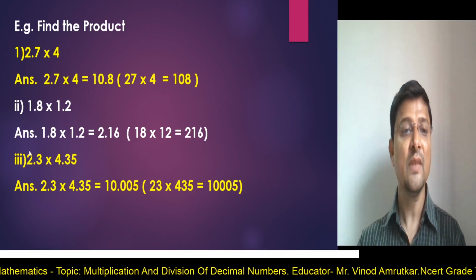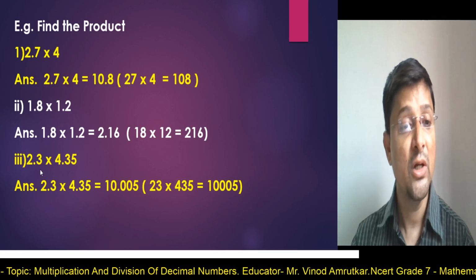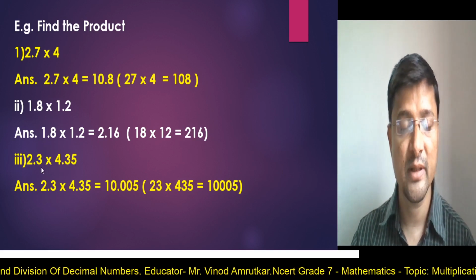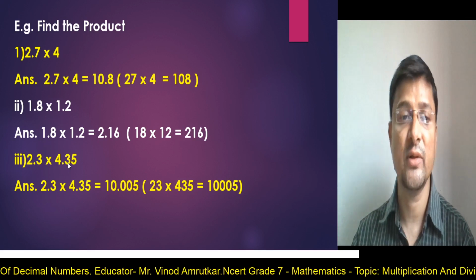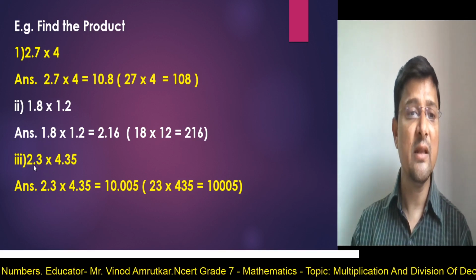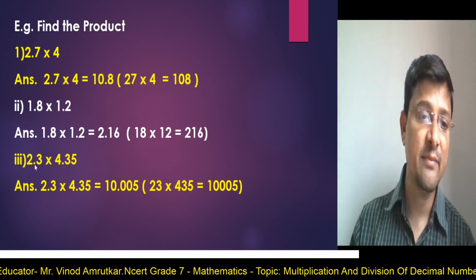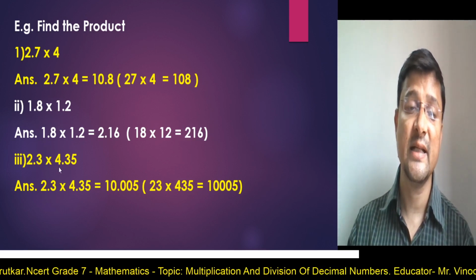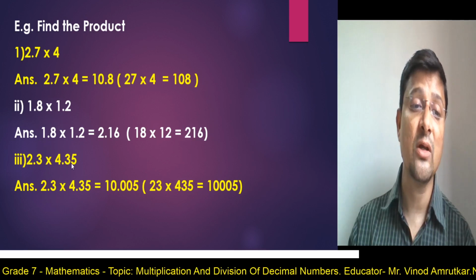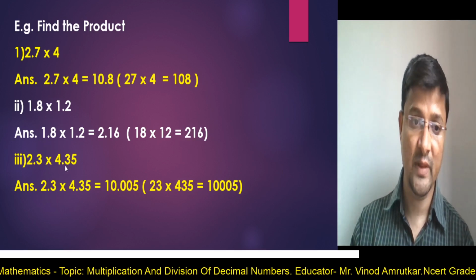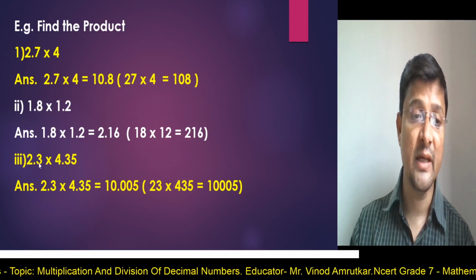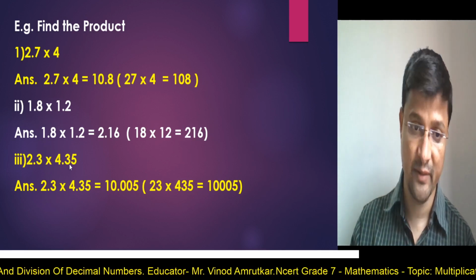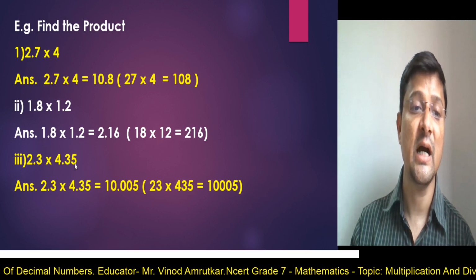Okay. Now example number 3, 2.3 multiplied by 4.35. Now the first number is a decimal number, the second is also a decimal number, but in the first decimal, see here, the decimal point occurs just one digit before, and in the second decimal number, the decimal point occurs just two digits before. So count the number of digits now. Here 1 and here 2. 1 plus 2, that means what? 3. So the total number of digits is 3.